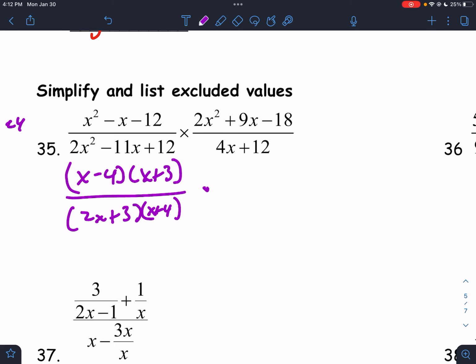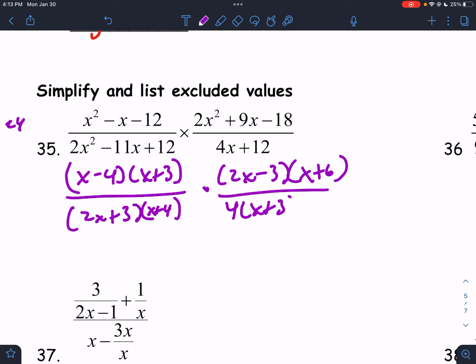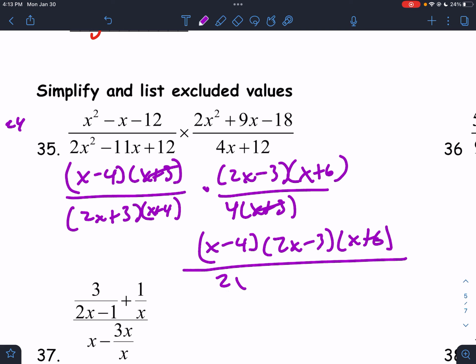Times 2 times, that'd be 36. What factors of 36 subtract to equal 9? It's going to be 12 and 3. So it's got to be 2x and x. So plus 12 would be plus 6 minus 3 over pull out a 4, x plus 3. Okay. So the x plus 3's cancel out. 2x, no. Let's see. Looks like that's it. So you have (x minus 4)(2x minus 3)(x plus 6) all over (2x plus 3) times (x plus 4). Don't forget that that has a 4 there.